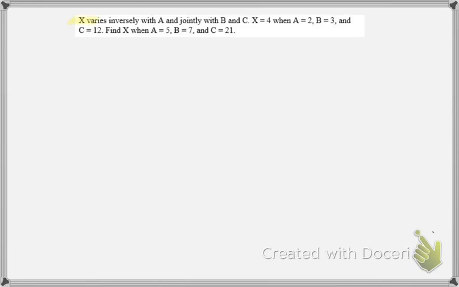First thing that I notice is that they're telling us that x varies inversely with a and jointly with b and c. The second thing that we're being told is we're going to have a value of x when a is equal to 2, b is equal to 3, and c is equal to 12. And then finally, we're going to be asked to find x given values for a, b, and c.